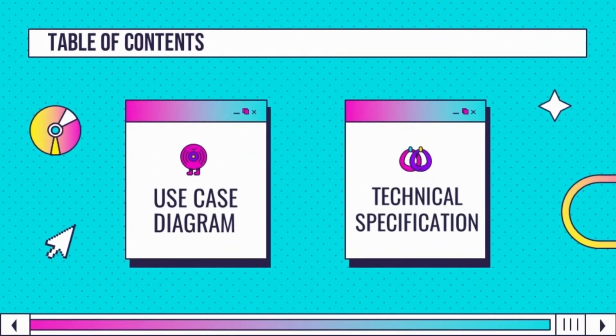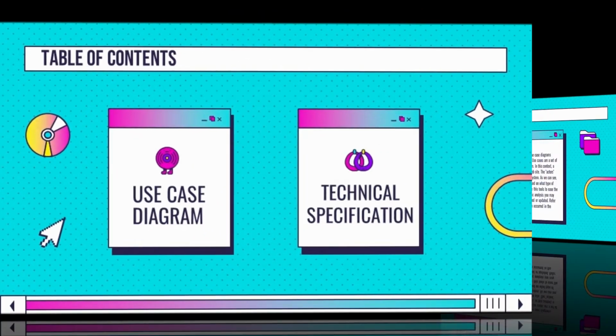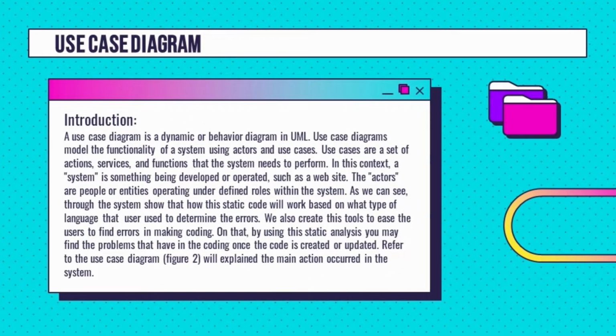In the table of contents, there are two parts. The first one is the use case diagram, and the second one is the technical specification. The first one, use case diagram. What is a use case diagram? A use case diagram is a dynamic or behavior diagram in UML. It models the functionality of a system using actors and use cases. Use cases are a set of actions, services, and functions that the system needs to perform. In this context, a system is something being developed or operated, such as a website. The actors are the people or entities operating under defined roles within the system.